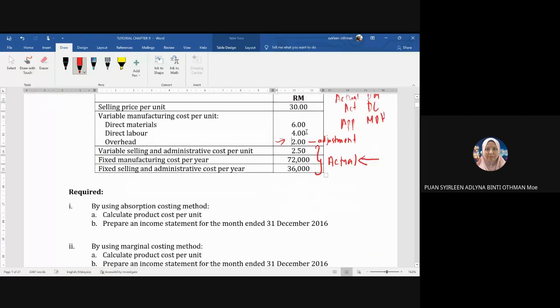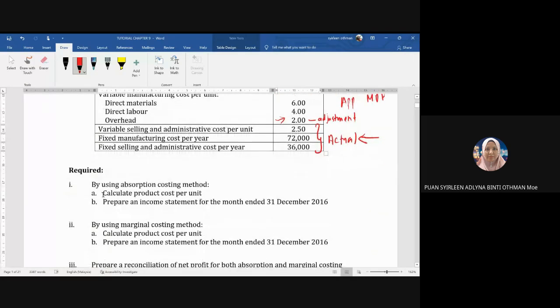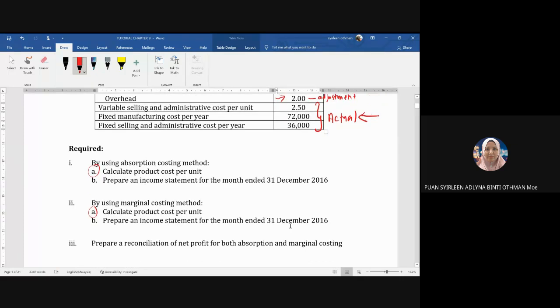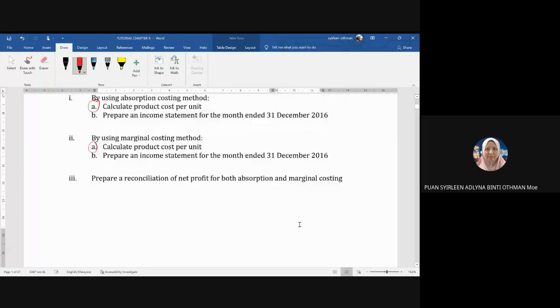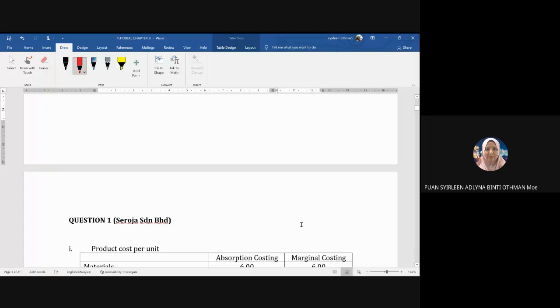Okay, alright. So we are supposed to calculate the cost per unit and we are supposed to prepare the income statement for the month ended 31st December. Okay, we are doing both methods. So madam akan combine calculation untuk kira per unit ni dalam satu table lah. Lepas tu kita akan buat adjustment and then baru kita buat statement. Okay, and then towards the end kita buat reconciliation.